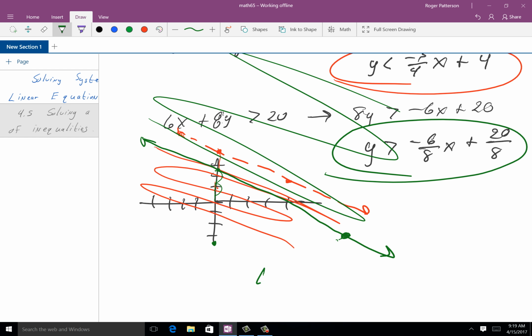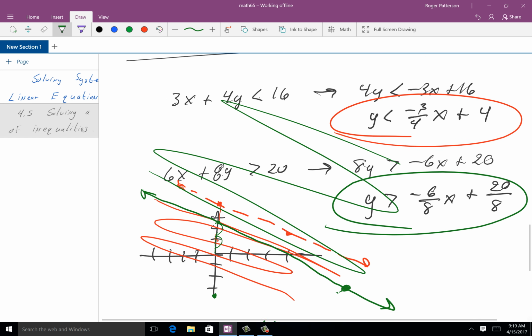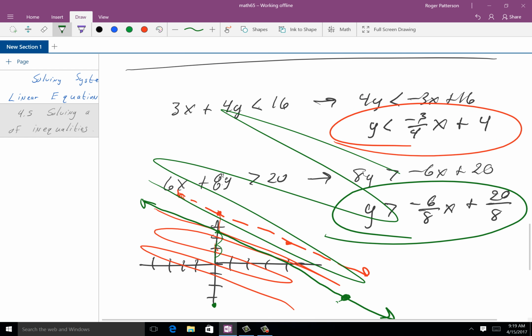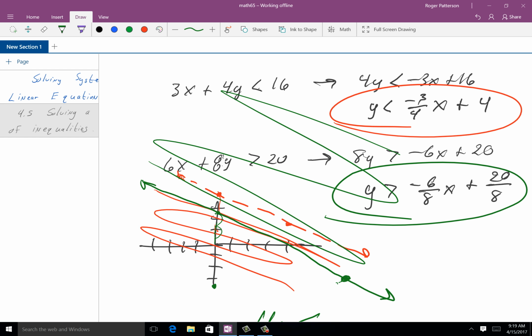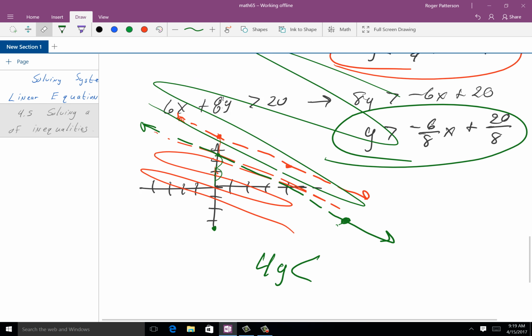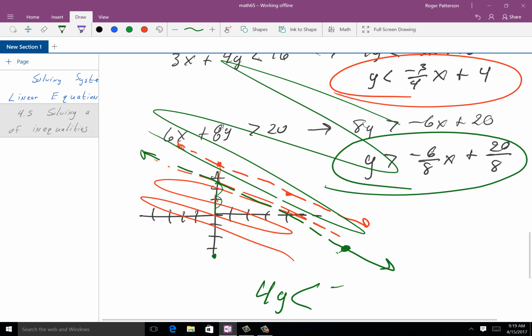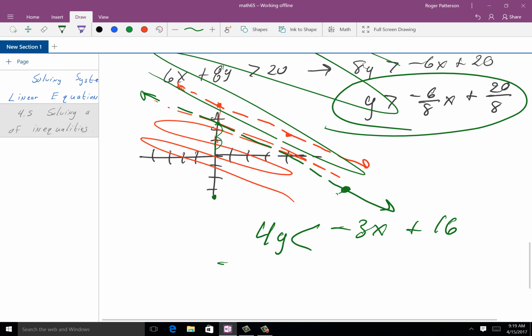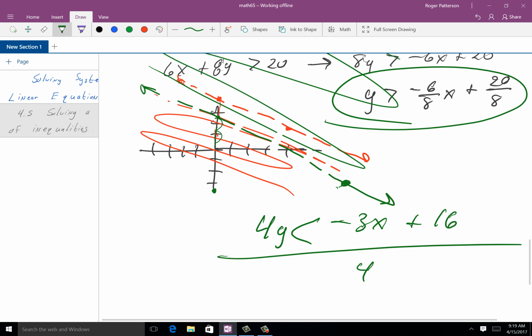Okay, so I'm going to put it down here. So we have 4y is less than... Oh, this line's got to be dashed, by the way. I've got hands in the air probably telling me you have to dash that line. There you go. So this is 4y less than negative 3x plus 16, correct? Yeah. So if I divide by 4, I get y less than negative 3/4 x plus 4, because 16 divided by 4 is 4.